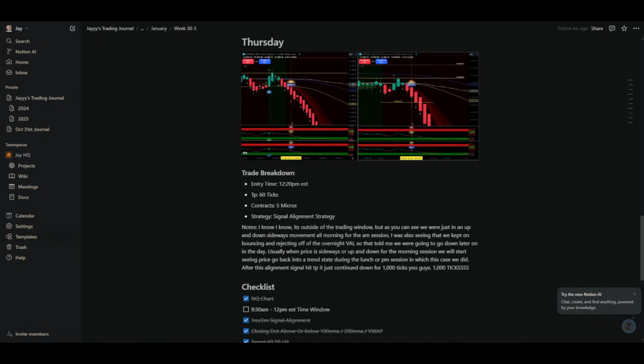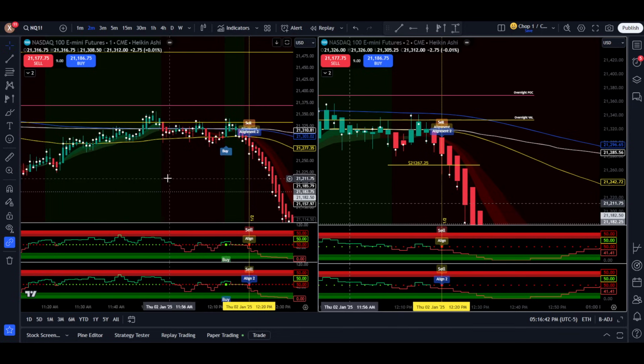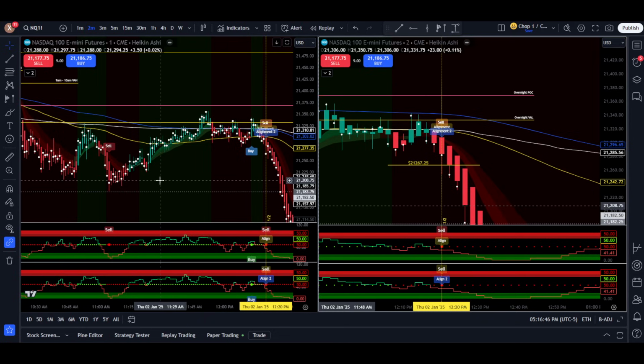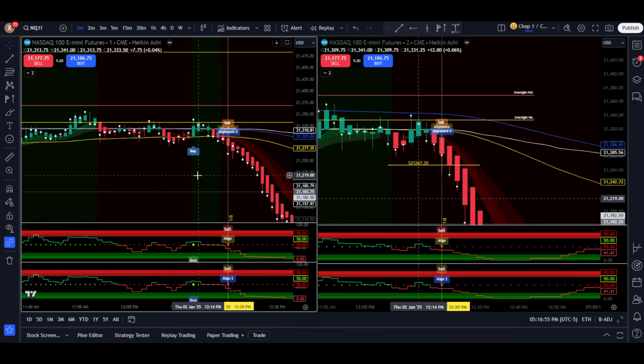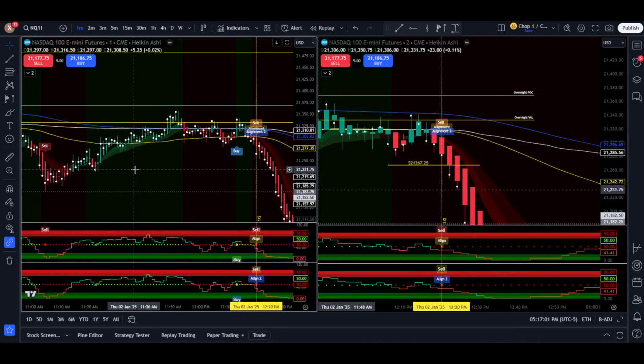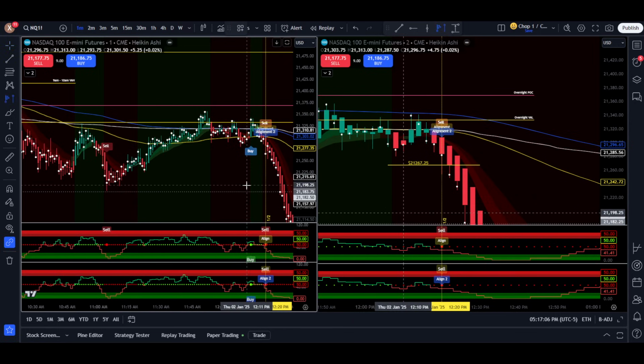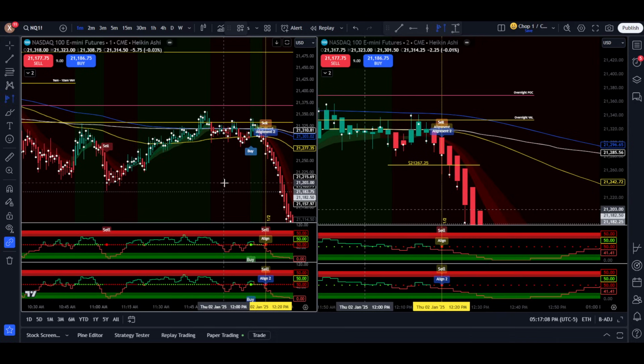But I couldn't help but see that every single time price in the AM goes sideways, we already know most of the time that the PM or lunch will start to trend after the morning session goes sideways. So let me get out an example for you here. I'm gonna do 1 hour, from 12 all the way to 11.